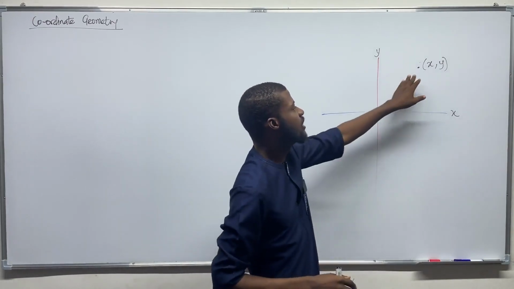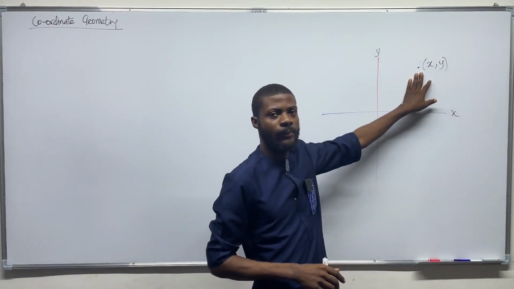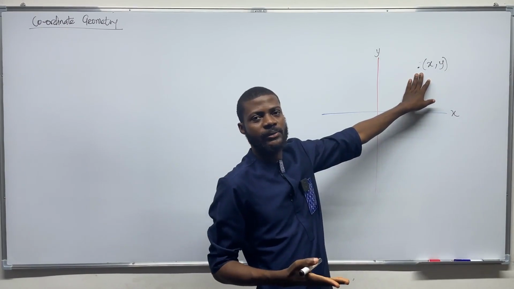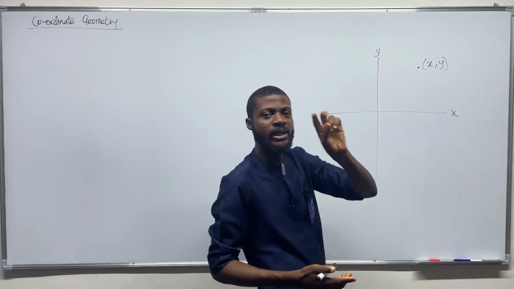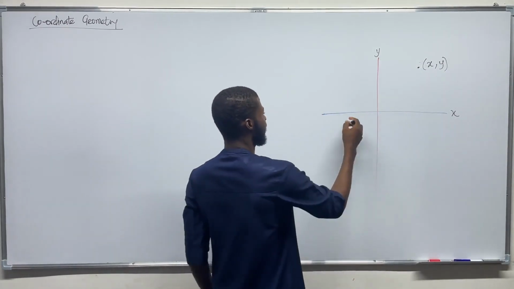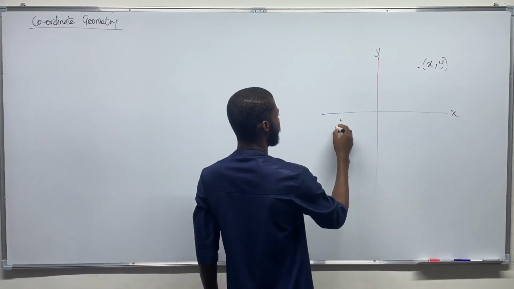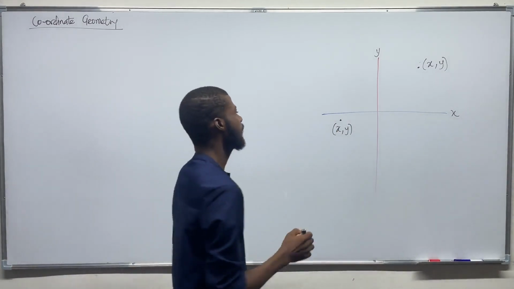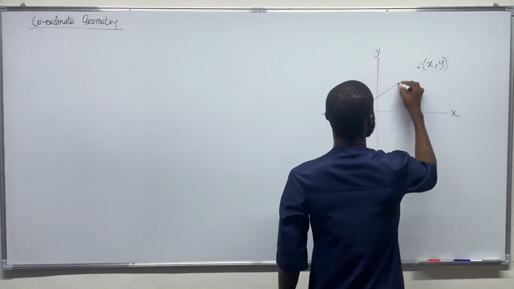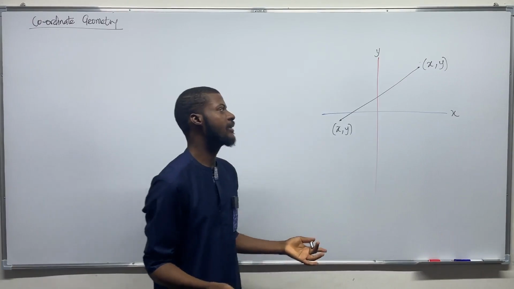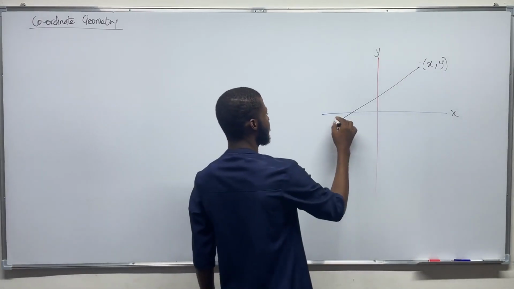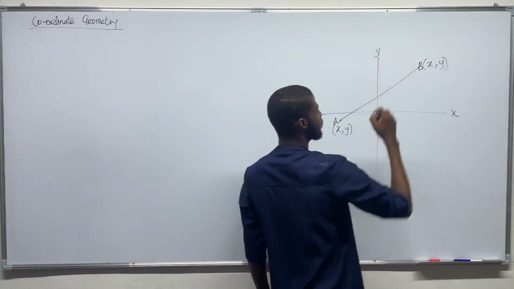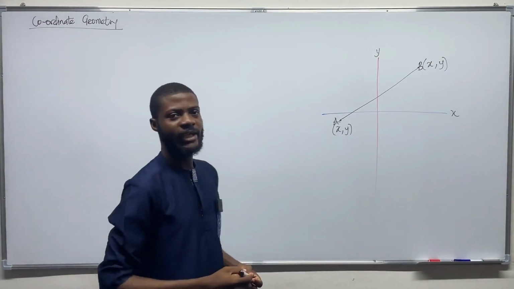Now, does this point form a line? No. The point is just a location. So how do we form a line? We need 2 points. So let me say there's another point here. This point here is also having X, Y. It must always be X, Y. So these 2 points will now come together to form a line. And here we have a line. So let me say this is line AB.